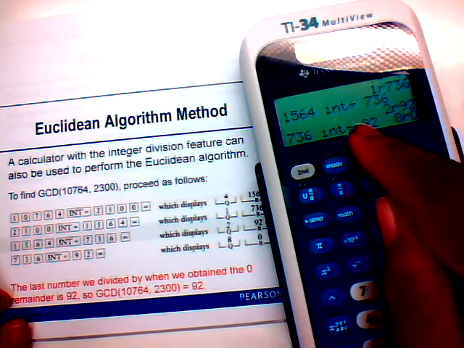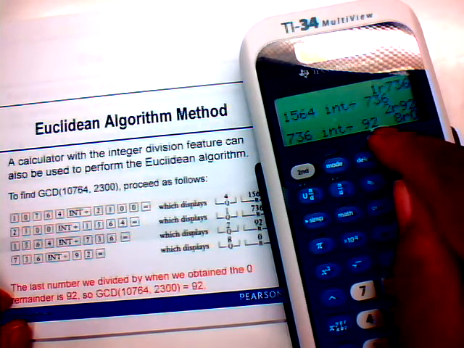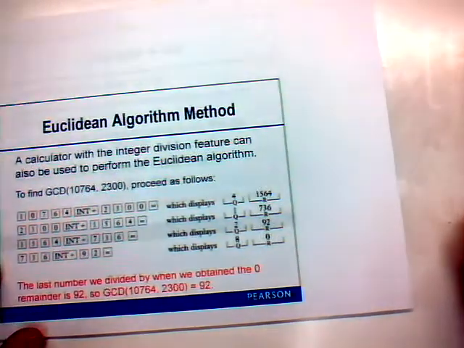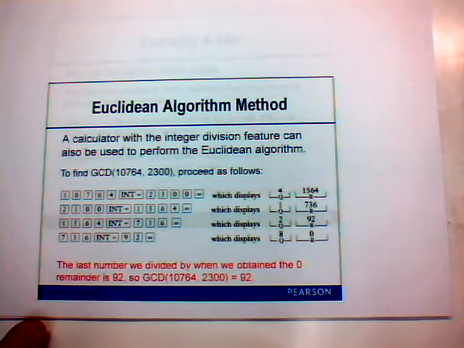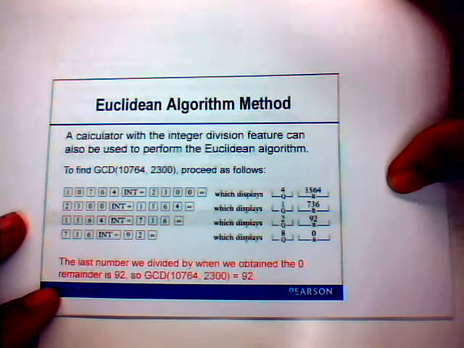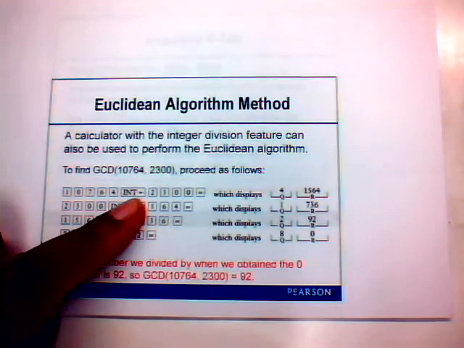So that means that this last divisor that we used, which is the 92, that's going to be the greatest common divisor. Okay, so that's how you can use the calculator to do the Euclidean algorithm method. But it only works if you have the integer division key.